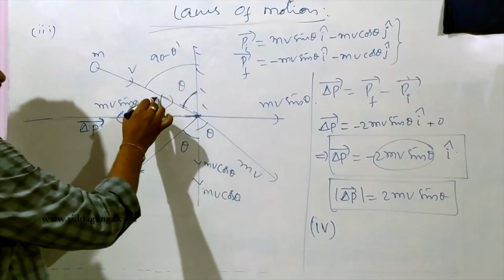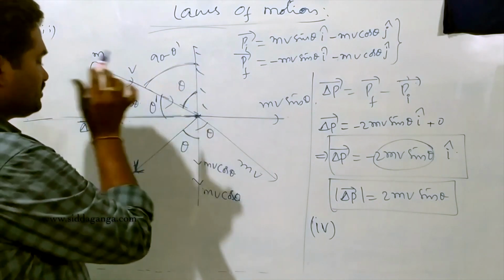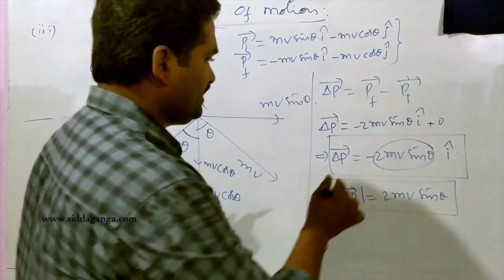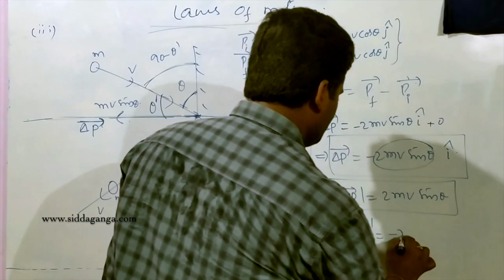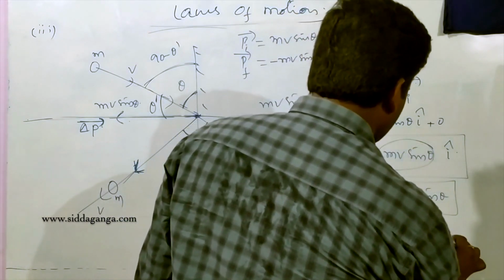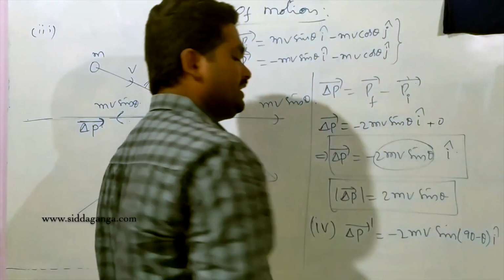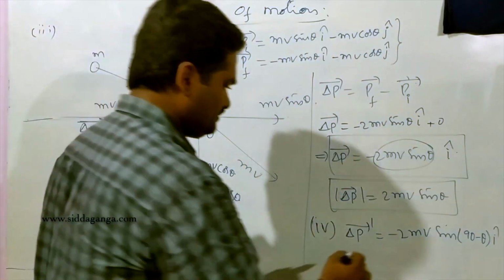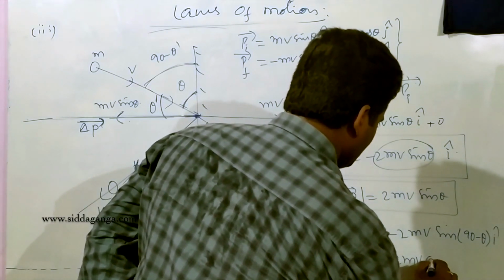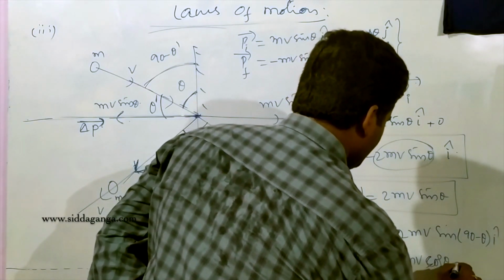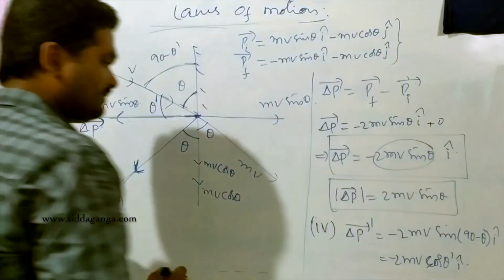If this angle is theta dash, then this angle is how much? 90 minus theta dash. So in place of theta, if I substitute 90 minus theta, what will you get now? Delta p dash will be equal to minus 2 mv sin of (90 minus theta) into i cap. What is sin of 90 minus theta? Cos theta. So it is minus 2 mv cos theta dash into i cap.